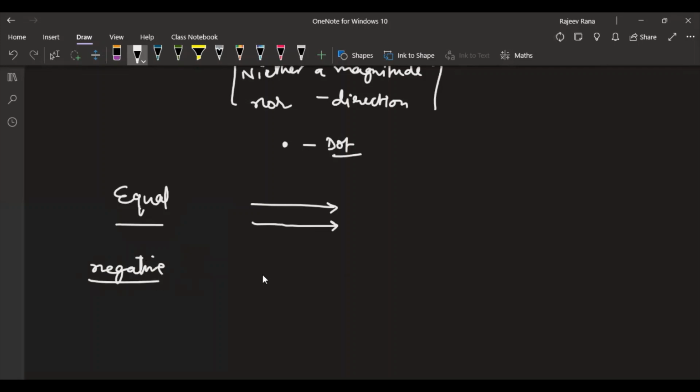Negative vector: if one is in this direction and another is in the opposite direction, then vector A is the negative of vector B. Vector A is equal to vector B if they are equal in magnitude, and their direction must also be the same. For vectors to be equal, both must match.